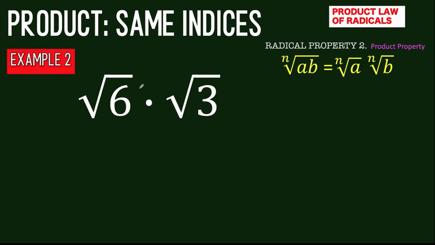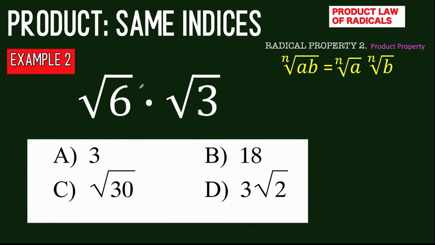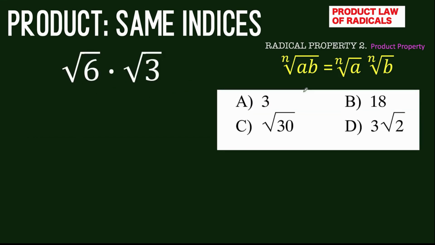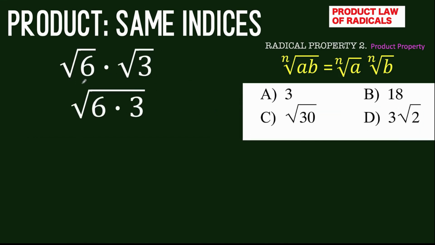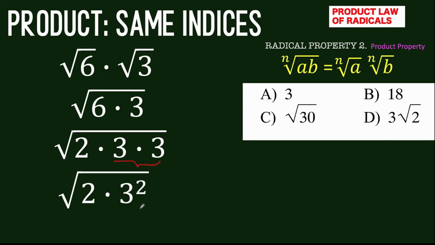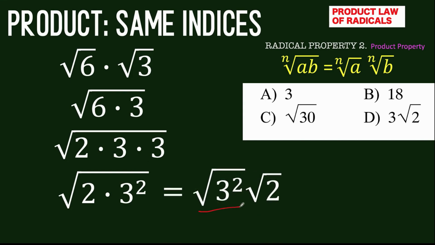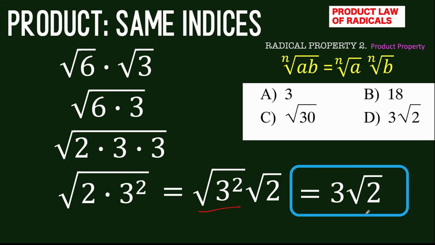Let's say we are asked to multiply square root of 6 times square root of 3. Again, the indices are the same, so we can just write them as one radical. Now, 6 can be written as 2 times 3, and we have here 3 squared. Now, applying the product property of radicals, we can write this as 2 separate radicals. Applying the commutative property of multiplication, we can swap the order of square root of 2 and square root of 3 squared. This is a perfect nth factor that is equivalent to 3, and we copy square root of 2. So this is our final answer, which is letter D.